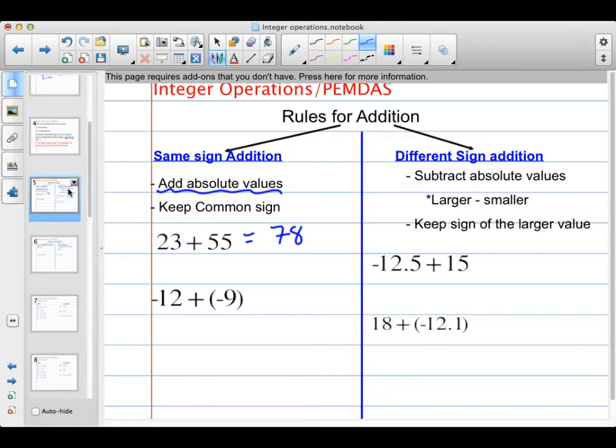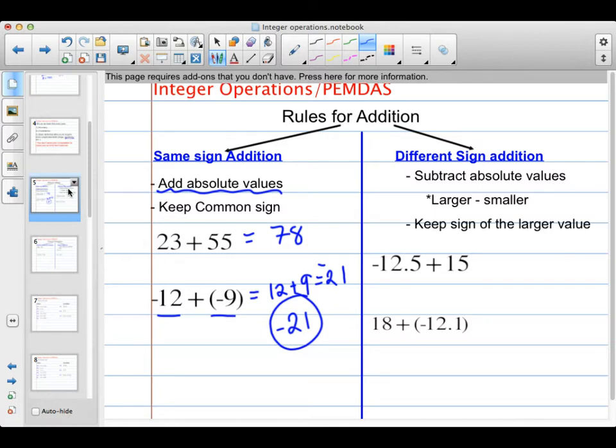-12 plus -9, again, 2 negative numbers. The signs are the same. We take the negative plus the negative. We just add absolute values. So we add 12 and 9, which gets us the number 21. And then we give it that common symbol of negative. So our answer in this one is just negative 21, all right? A really basic concept. If we add more negative to something that's already negative, it's gonna get even more negative, all right? Different sign addition.